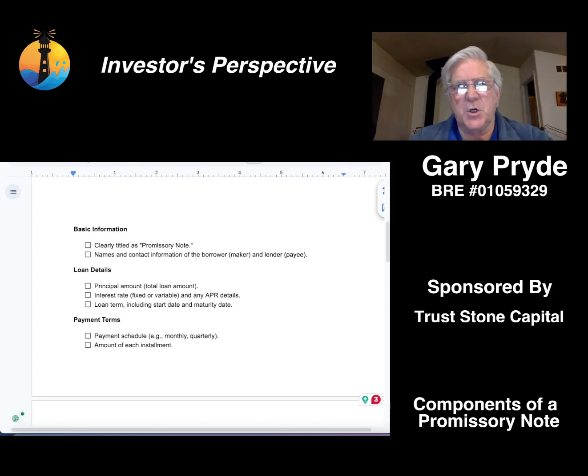Next is the principal loan amount or the total loan amount. The interest rate, check whether it's fixed or variable, and any APR details. Annual percentage rate is what APR stands for, and that's the total cost of the money. The loan term, including the start date and the maturity date. Those are your loan details, so make sure you look for those things.